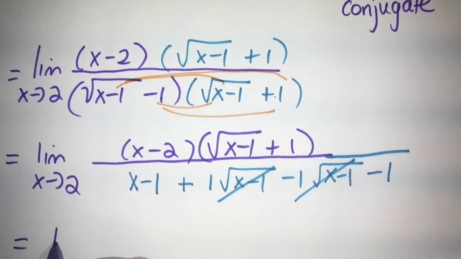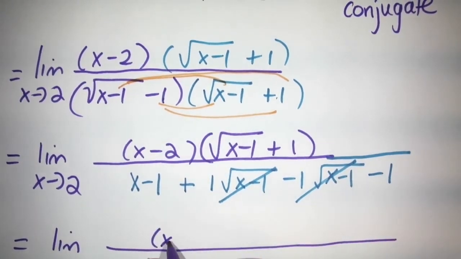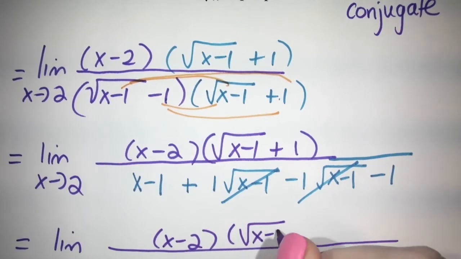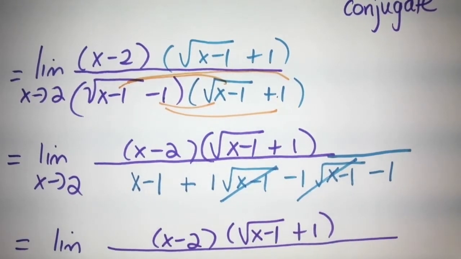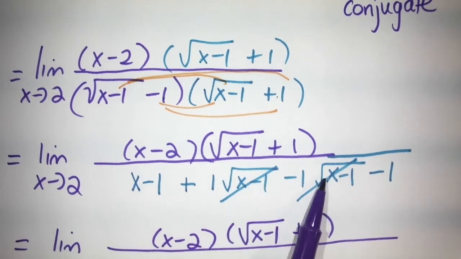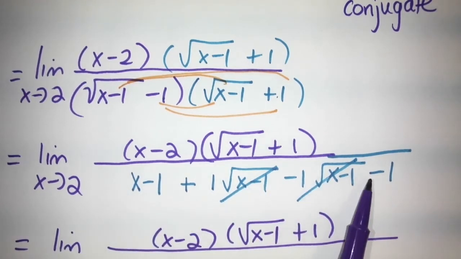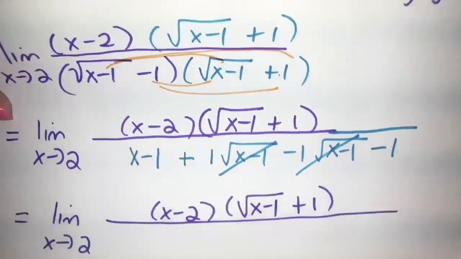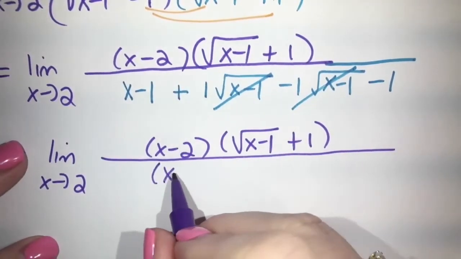So copy down your top again. So we have x minus 2, root x minus 1 plus 1. And what do we have on the bottom, really, once we cancel? Well, these are gone, so we have x minus 1 minus 1 again. And that's the same as x minus 2.